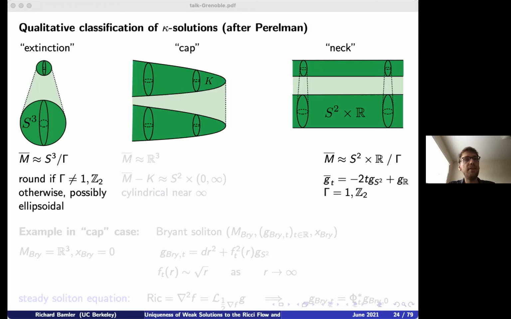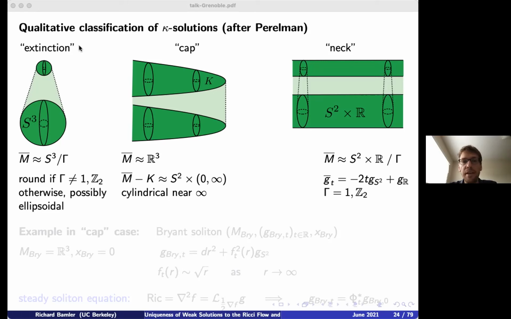And then the other case would be some paraboloidally shaped kappa solution. In this case, M bar is just R3. And we know that there's some compact subset such that away from this compact subset, the manifold looks approximately like S2 cross some interval. More or less, it becomes more and more rotationally symmetric as we go out to infinity, and you could say it's cylindrical near infinity. So it's not asymptotic to a fixed cylinder, but it opens up, and locally it looks more and more cylindrical. This is what is called the qualitative classification of kappa solutions.